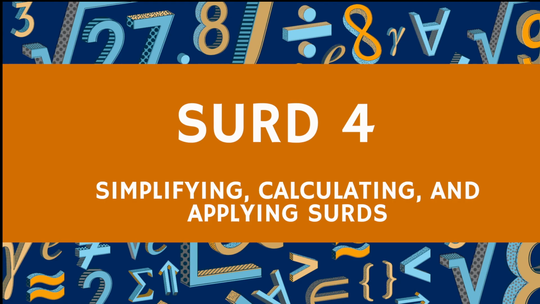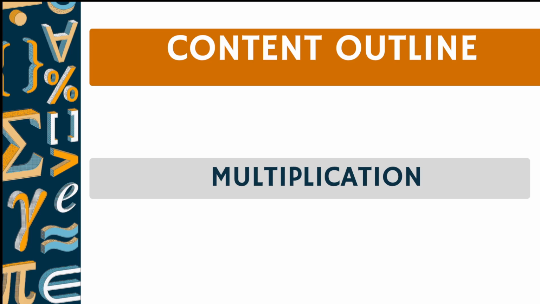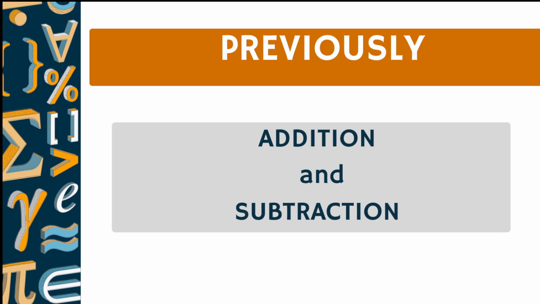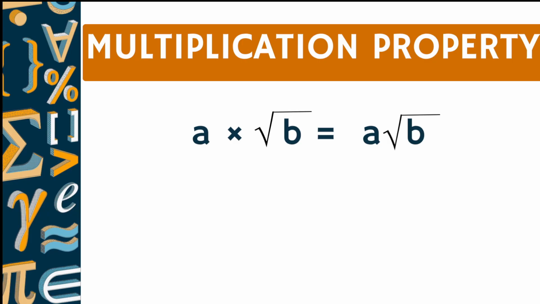We are still on Surds, but this time part 4. The content outline will be looking at a multiplication of Surds. In our previous video, we learned how to add and subtract Surds, so you can still go back there and check it out. Looking at the different multiplication properties, then we'll be solving questions related to these multiplication properties.